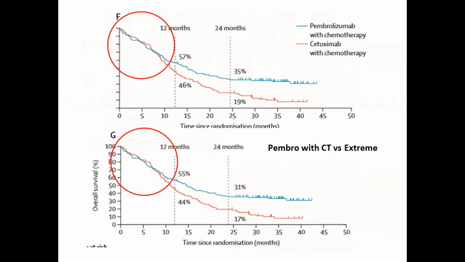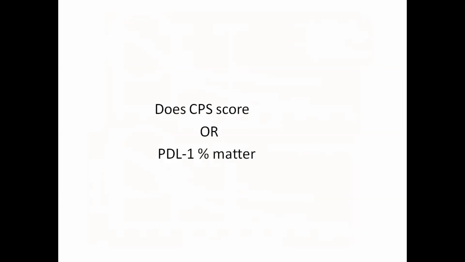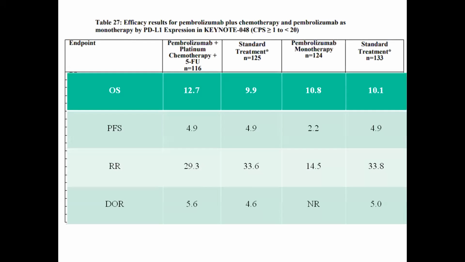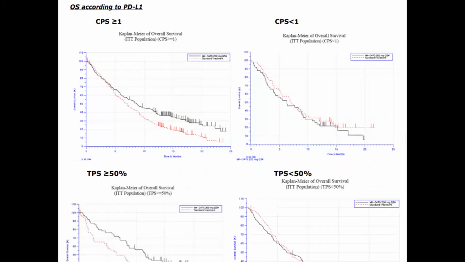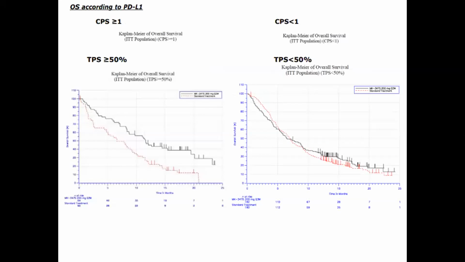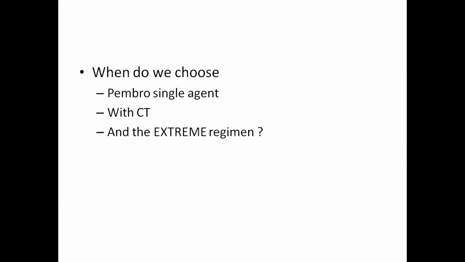So my take home point is, this is where the curves separate after 6 to 8 months. So you have to be very skeptical for a bulky locoregional disease. So does CPS or TPS, the PDL1, matter? Yes. For higher scores, the benefit of the immunotherapy is better. All of us know that. So my choice for this would be the EXTREME regimen.